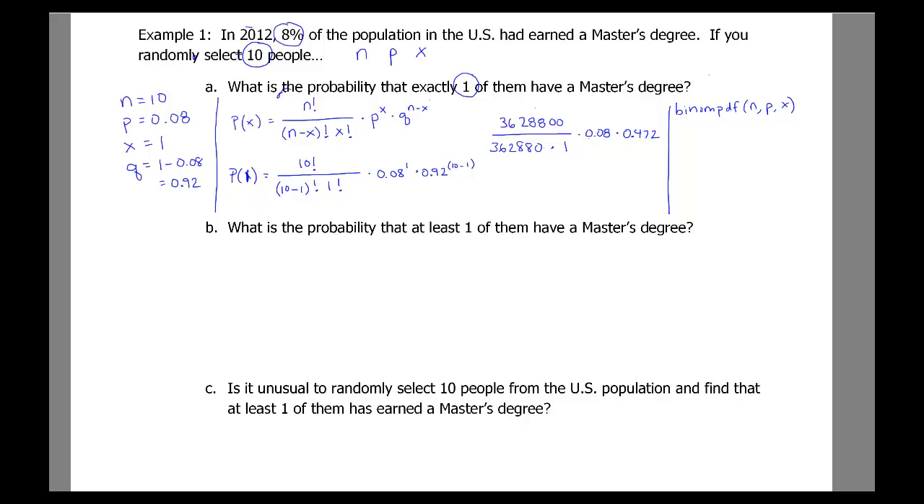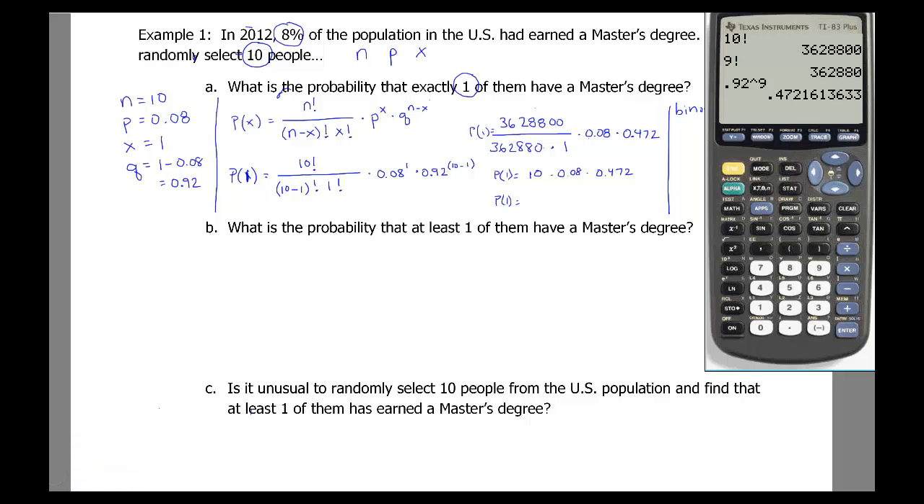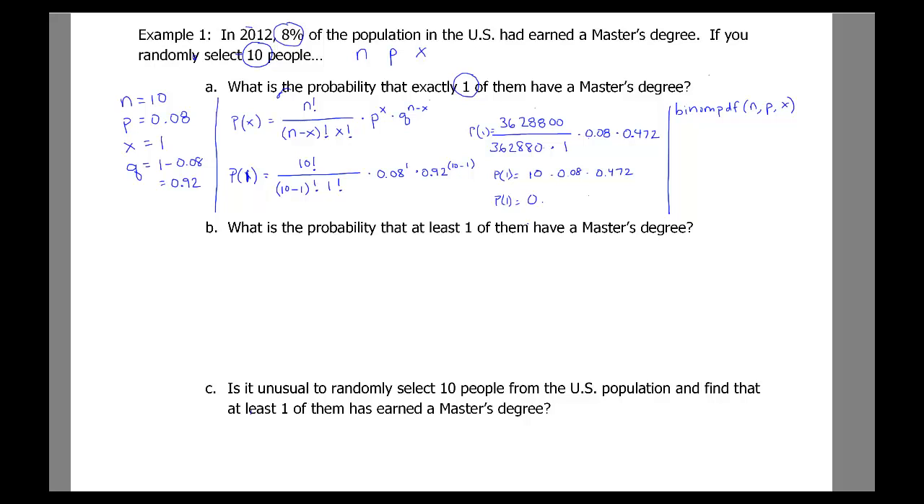Alright, so now if you take a look at our equation with the numbers in it, the top number is 10 times as big as the bottom number here. So if we divided that out, we'd end up with 10 times 0.08 times 0.472. And we're still looking at the probability of 1. So let's multiply that. We need 10 times 0.08 times 0.472, and we get 0.3776. And that's our answer. That is the probability that if you select 10 people randomly from the US population, exactly one of them would have a master's degree: just under 40%.